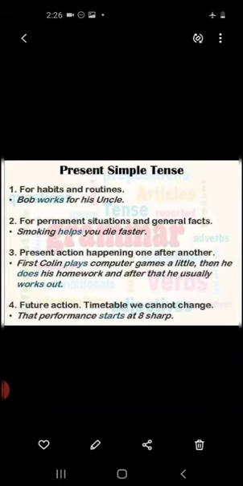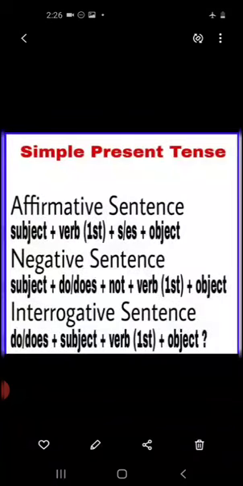All right, guys, simple present tense is used to express a habitual action, custom, routine or habit. It is also used to express a general truth or fact that is true at the time of speaking. It is also used to show a future event which is already arranged. All right, have a look at the rules of simple present tense.